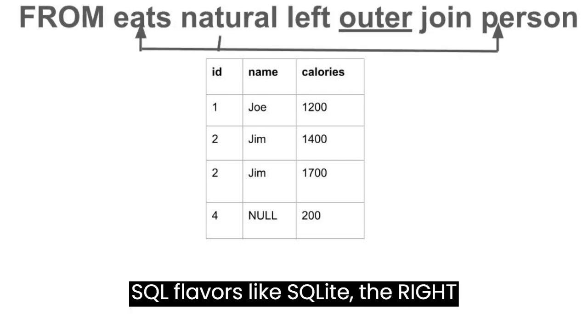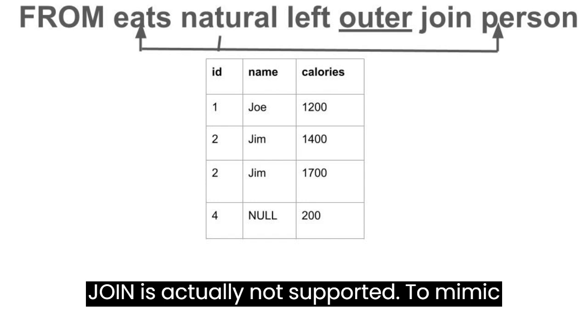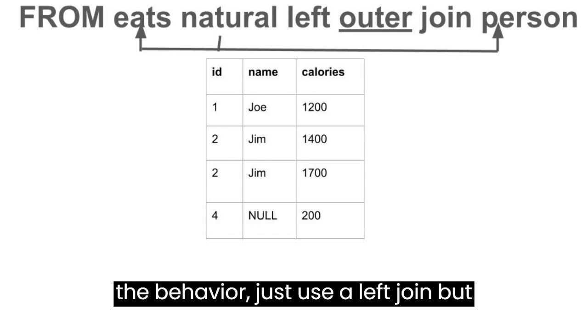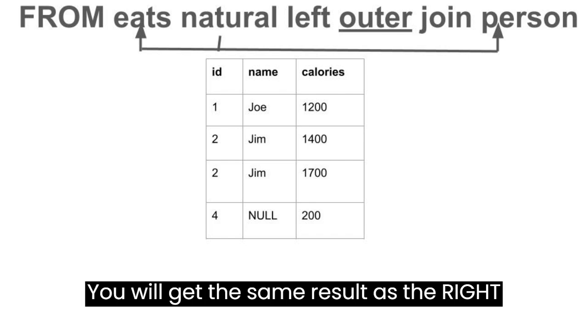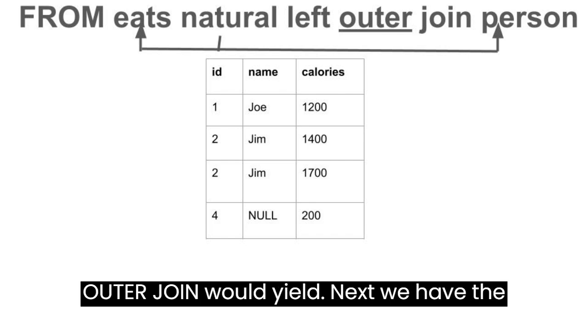In some SQL flavors, like SQLite, the right join is actually not supported. To mimic the behavior, just use a left join, but swap the order that you write the tables. You will get the same result as the right outer join would yield.